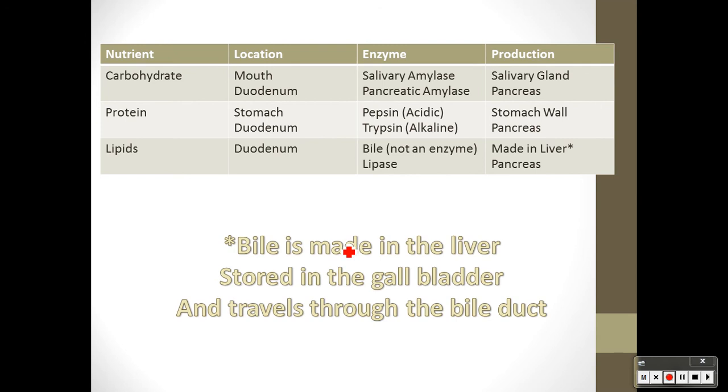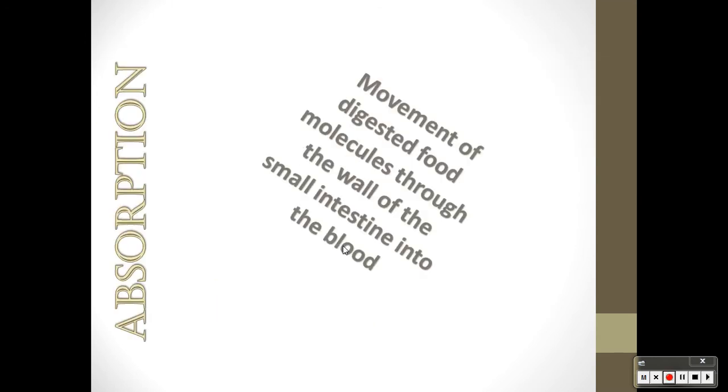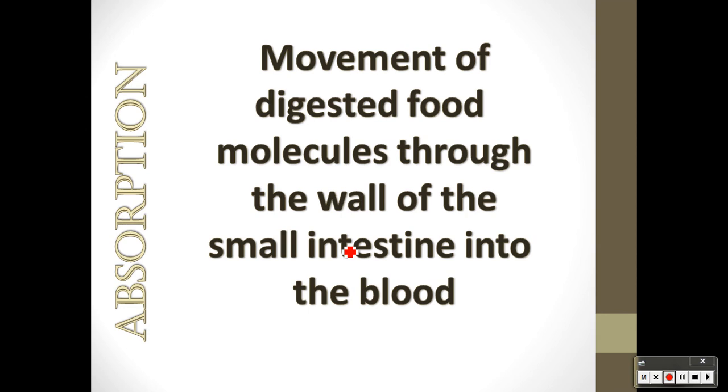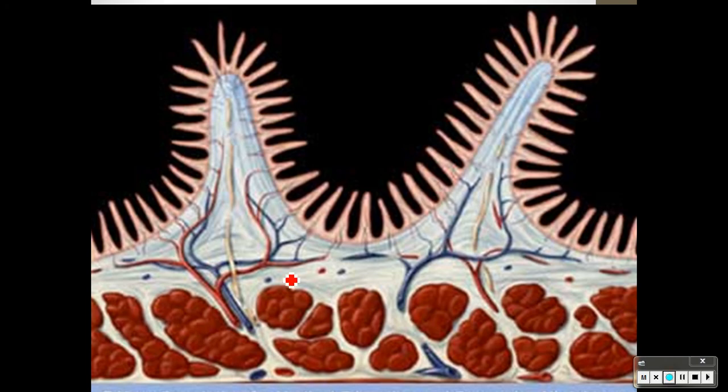That's it. Okay? Absorption. So the molecules need to get from the digestive system into the bloodstream. This happens in the small intestine through a process called absorption. In the small intestine, you have a bunch of things called villi, or many villas.